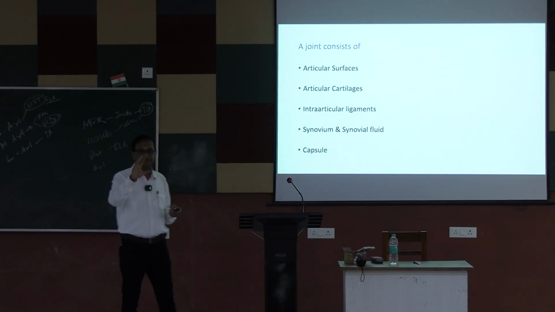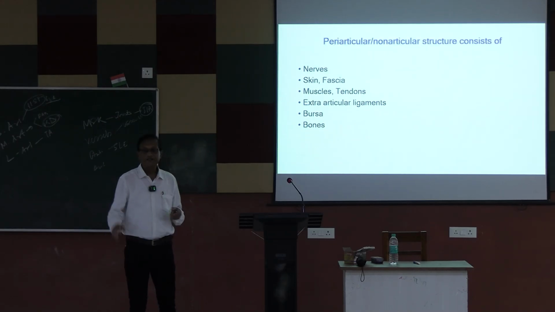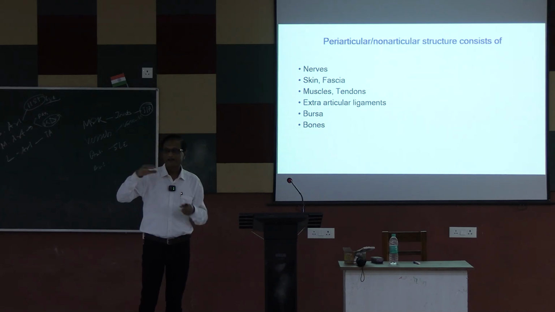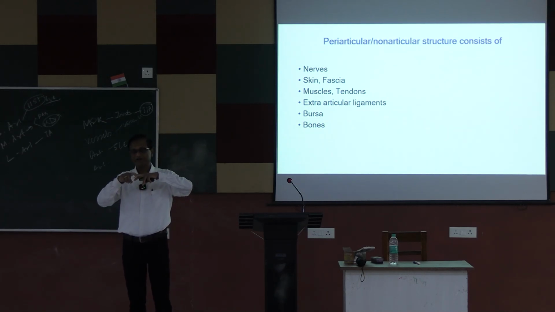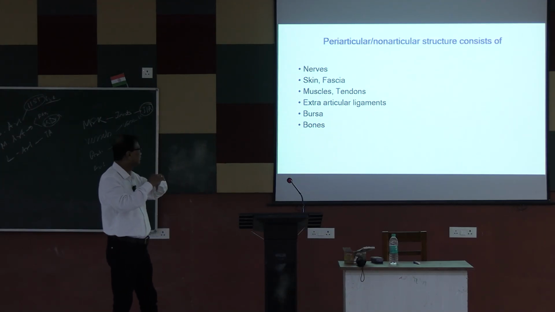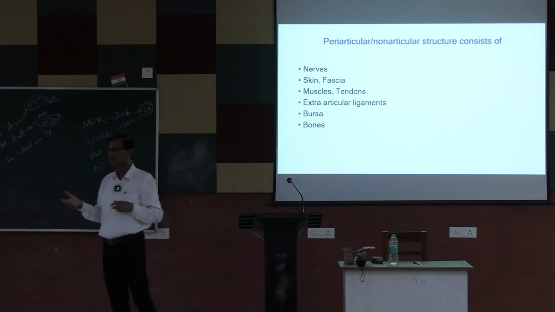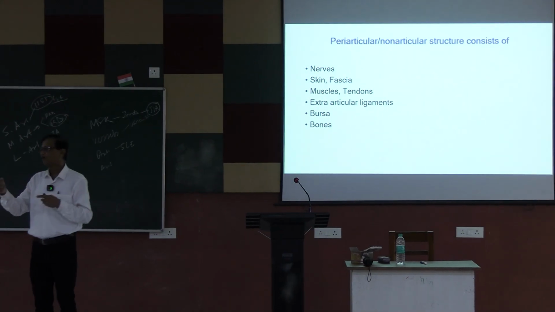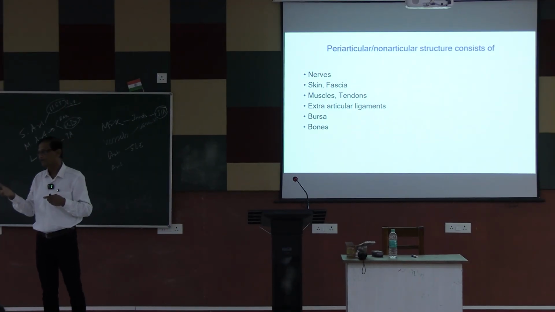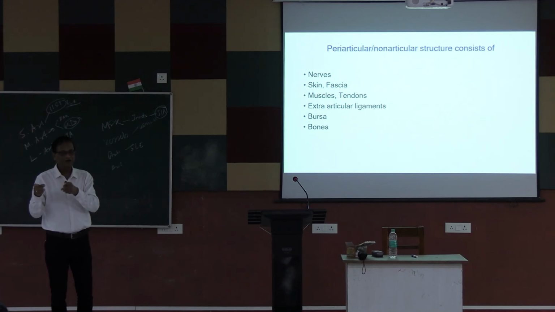Again, there are structures outside the joint, known as periarticular structures. What are periarticular structures? They are the overlying skin, fascia, bursa, extra-articular ligaments, muscles, tendons, nerves, and adjacent bones. Disease of any of them can also give rise to joint pain. So you will have to clinically differentiate what is arthritis and what is non-arthritis, a periarticular structure involvement.